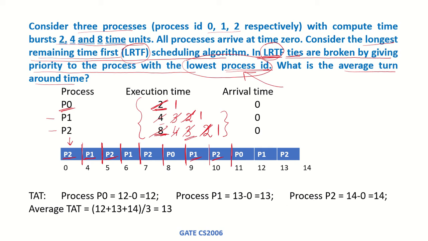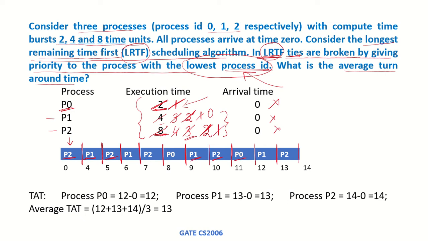Now all 3 of them are having 1. So it's a tie, and the tie is broken by giving the CPU to process P0, which will run for 1 time unit, and now it has finished its execution and is out of the system. Now P1 and P2 are left with 1 each. So again P1 will run for 1 time unit and it has finished its execution. Then P2 will run, and then it has also finished its execution.